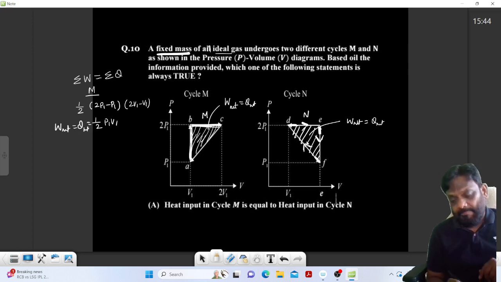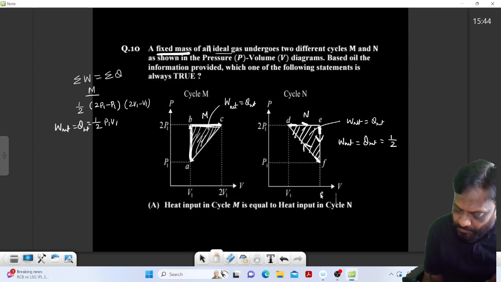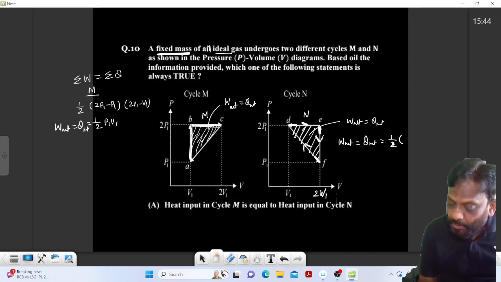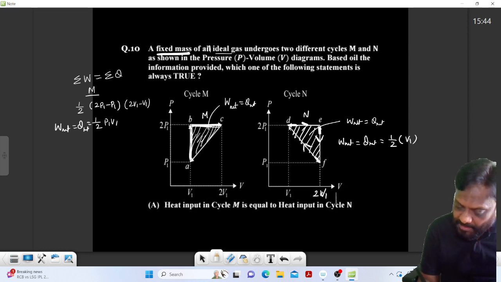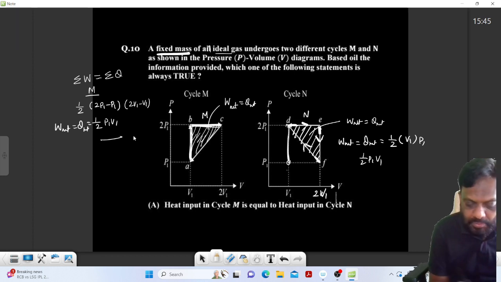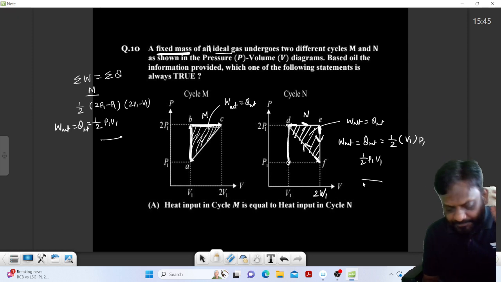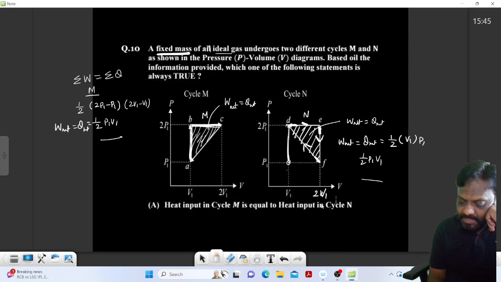Now, let's go to this cycle. Again, network is equal to net heat is equal to closed area half base. This base is 2v1. This is also 2v1, sir. Printing mistake. Okay. 2v1 minus v1 is v1. And this height is 2p1 minus p1 is p1. This is 2p1 and this is p1. So this is half p1 v1. So what is the indication? Both are same. So the net work or the net heat in both cycles is same. So heat input to cycle M is equal to heat input in cycle N.